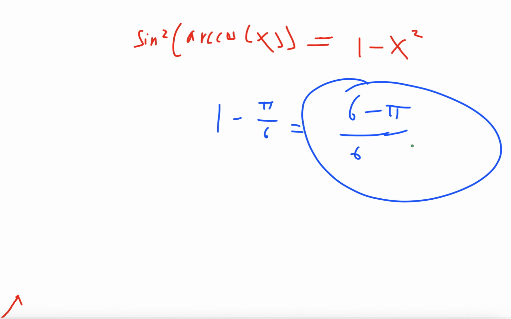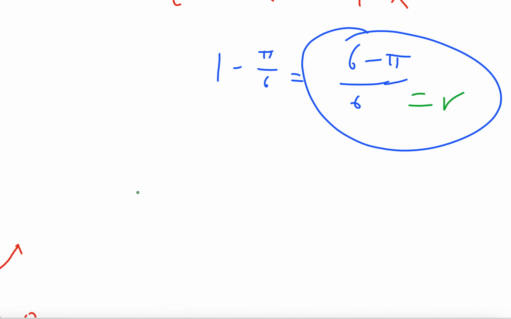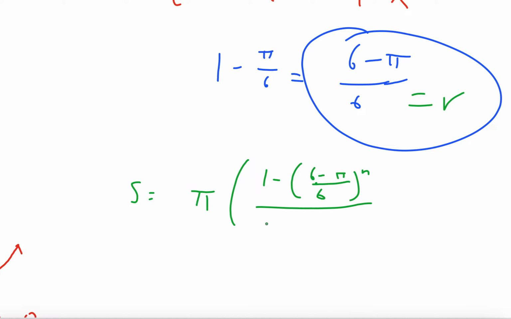So now we can say this is equal to r, and now the sum is the same. We have the sum is going to be equal to pi times 1 minus this expression, 6 minus pi over 6, to the nth power, divided by 1 minus, and now I'm going to leave it in this form, 1 minus pi over 6, because it's a lot easier in the denominator. And now we know that if we take the limit as n goes to infinity of this expression, right, 6 minus pi over 6, what is that?